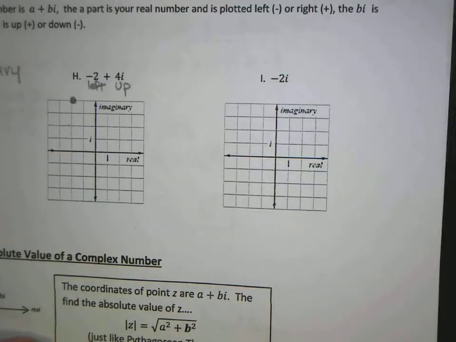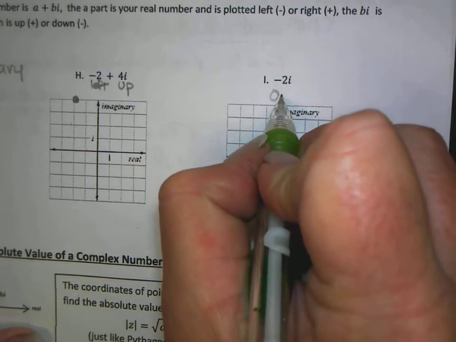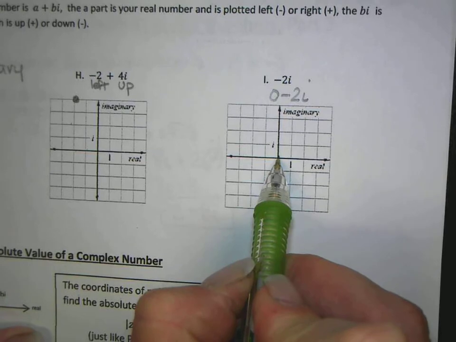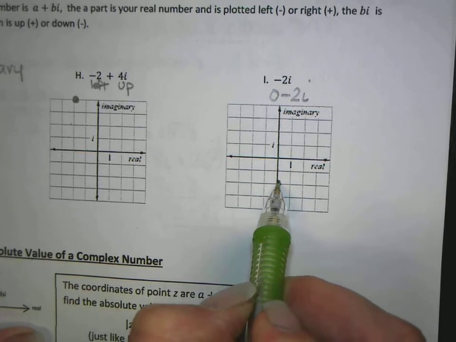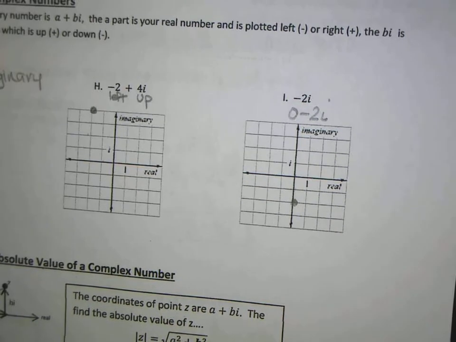Now this one, there is no real. So basically it's 0 minus, so it's 0 on the real and down 2. So there's your coordinate. Very simple, plain cut. If you know how to graph, you should be fine on this.